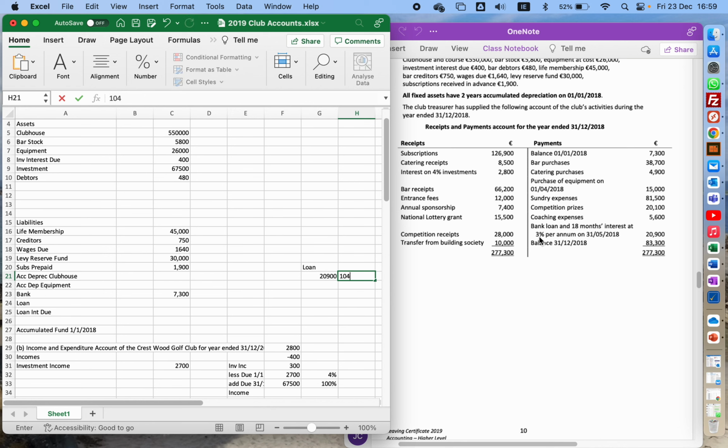So that means the loan is 104.5%. To find the original figure for the loan, I was going to say 100%, so that would be that number divided by 104.5, and then we multiply the answer by 100. So the original loan was 20 grand, so put that in.